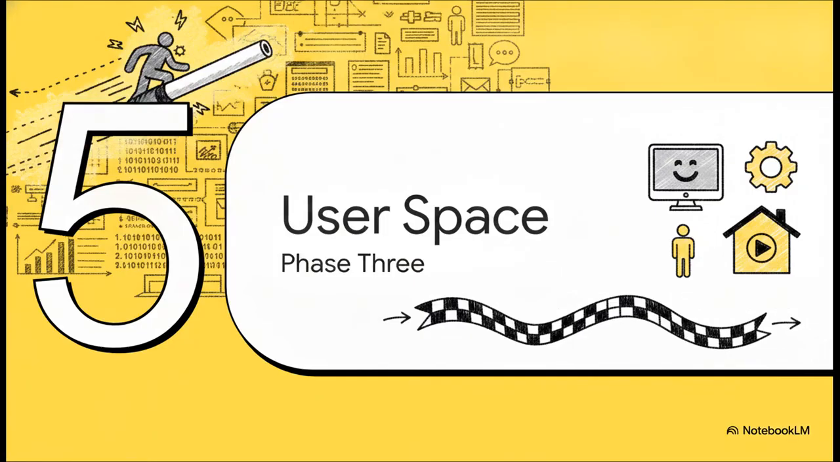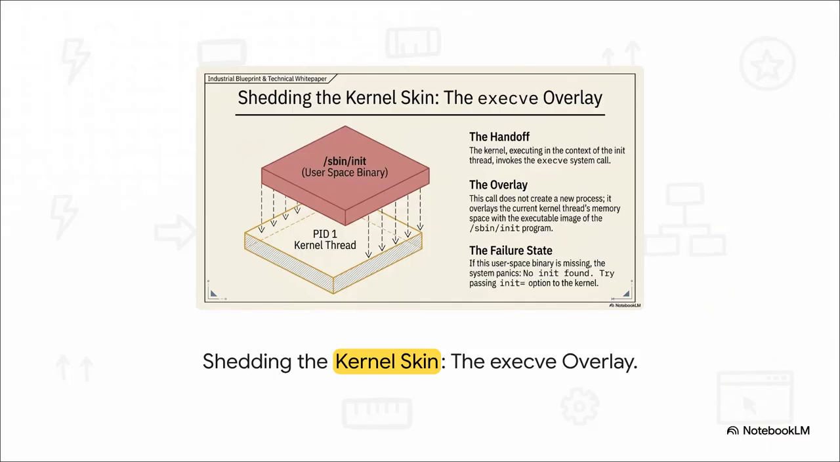And that brings us to our final leg, part 5, phase 3, user space. We are finally on the last leg of our relay race, where the complex underlying code finally gives way to a usable operating environment. Remember that PID 1 kernel thread we talked about earlier? Well, it executes the execve system call. And this is incredible. It doesn't just create a new process, it literally overlays its own kernel thread memory space with the /sbin/init user space executable. It essentially sheds its kernel skin to become the very first true user space program.